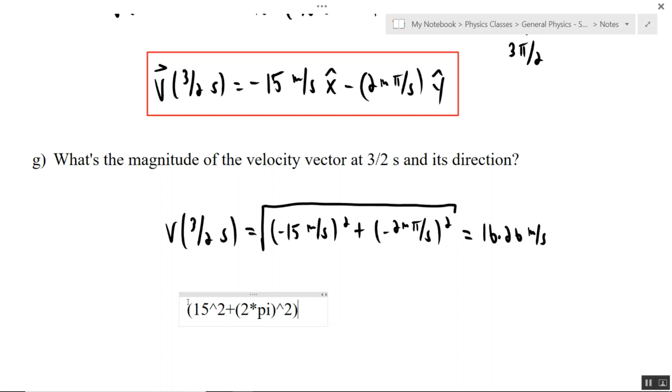This is 16.26, right? This is the instantaneous velocity? Yes, the magnitude. This is how fast you're moving at that time, at that point. We don't plug in 3/2 again because this is the square root of the squares of the components of the velocity vector. This is just the magnitude of v at 3/2 of a second, which is the magnitude of the velocity vector at 3/2 of a second, right?